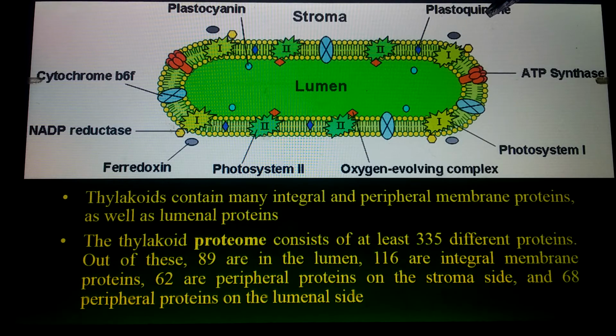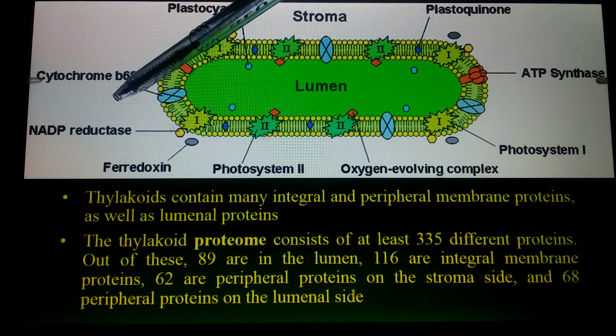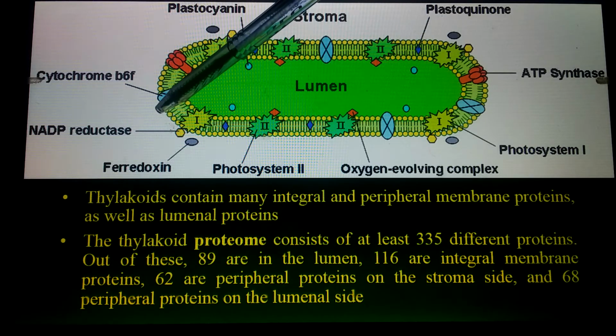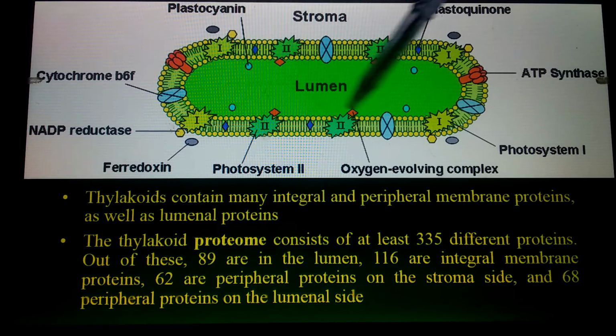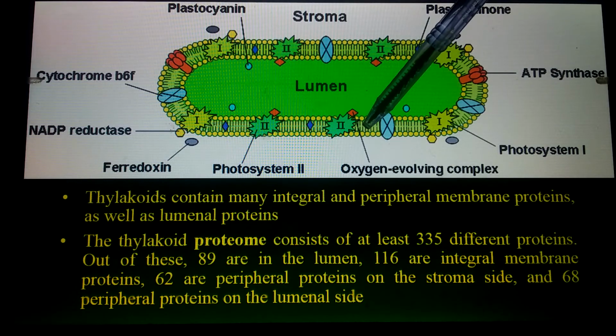Electron acceptor. This is also a protein. So plastocyanin, plastoquinone, cytochromes b6 and f, NADP reductase, ferredoxin. So you can see here the different types of proteins which are integral as well as peripheral.